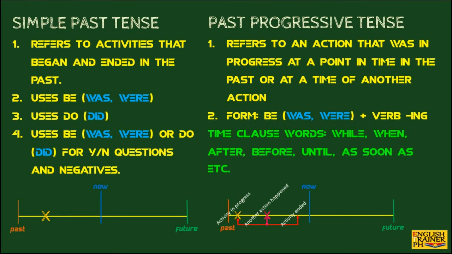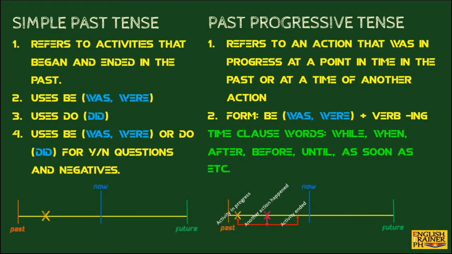So to wrap up, in part 1 we talked about the simple past tense, and it refers to activities that began in the past and also ended in the past. It has no connection to now. We're also going to use the past form of be, which is was or were. We're also going to use the past tense of do, which is did, for action and non-action verbs. We're going to use was, were, and did for yes or no questions and also negatives.